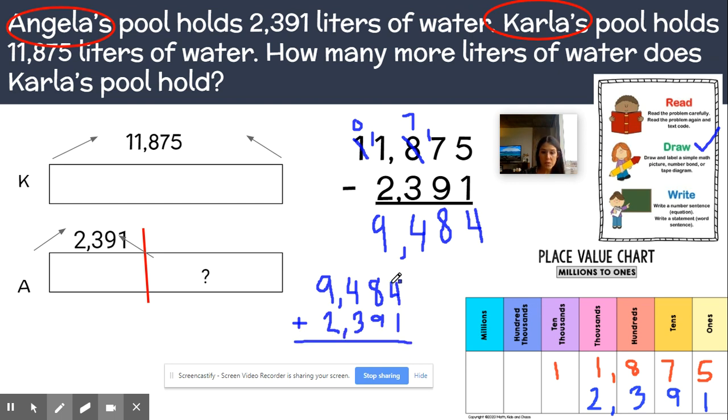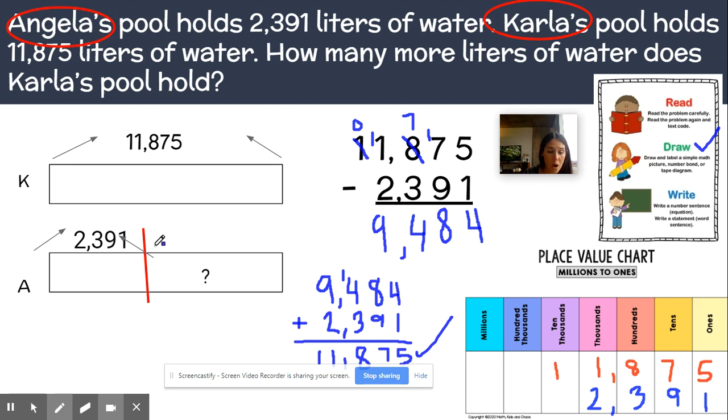Okay, start with my ones place. 4 plus 1 is 5. 8 plus 9 is 17. I carry my group to my hundreds place value. 4 plus 1 is 5. 5 plus 3 is 8. Great job, friends. I go to my next place value. 9 plus 2 is 11. Okay, so my problem checks out. I have the correct total.